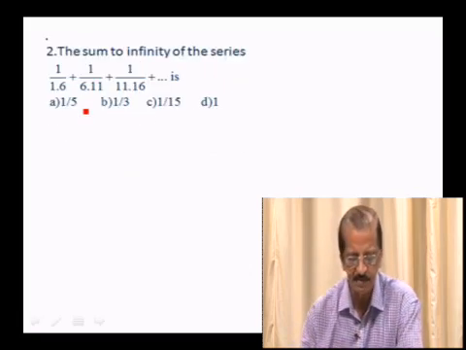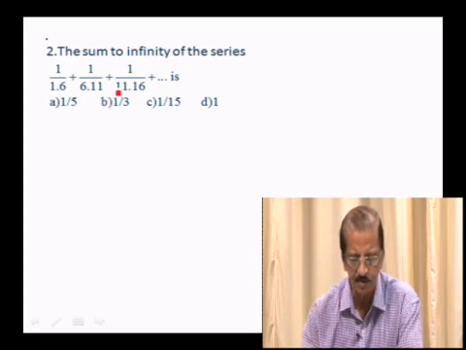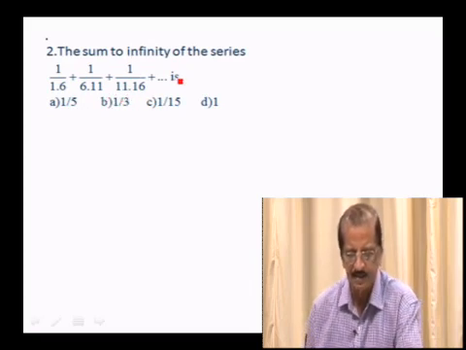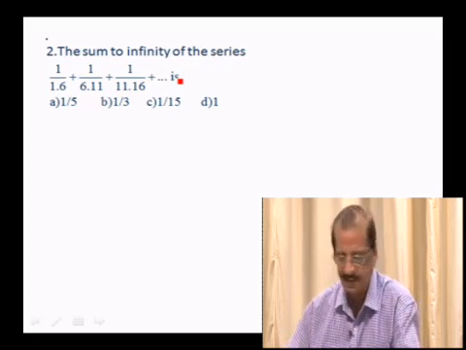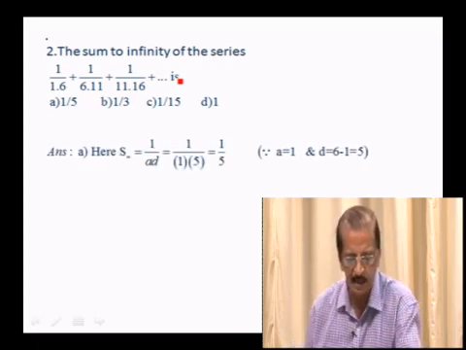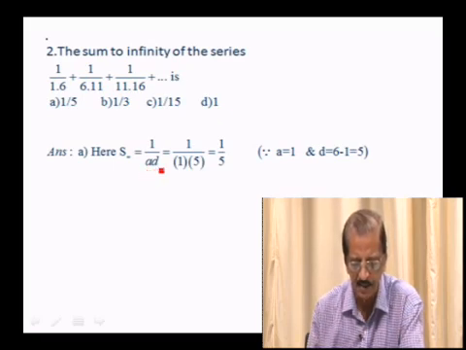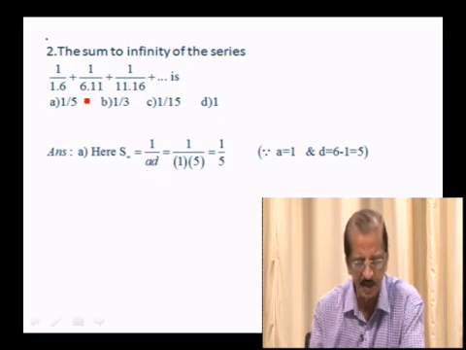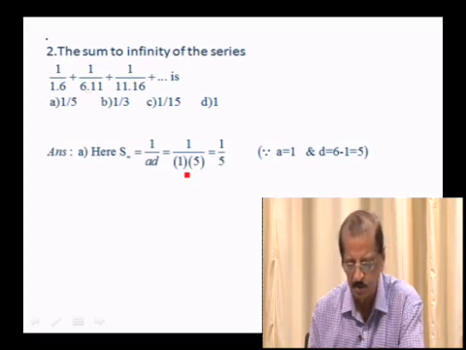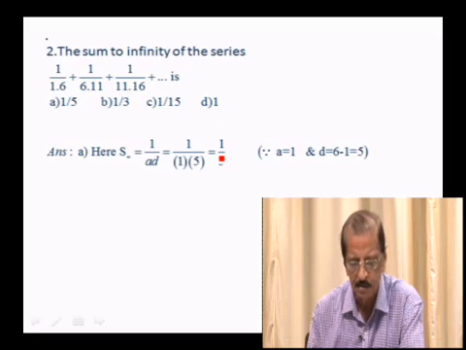Sum to infinity of the series 1 over 1 into 6, 1 over 6 into 11, 1 over 11 and so on. Similarly here they have asked for the sum, sum to infinity. When sum to infinity is asked, it is very easy, apply the formula 1 over a into d. So 1 over a into d, a is 1 and d is 5. So difference of these two, 1 into 5, 1 by 5. So the answer is option A.